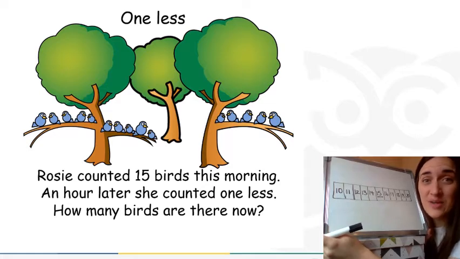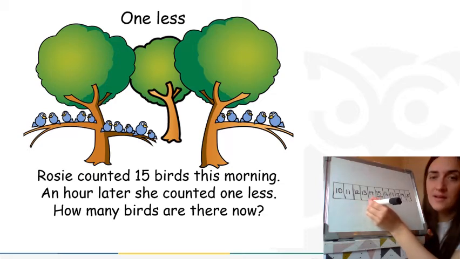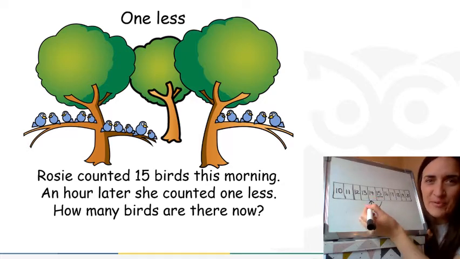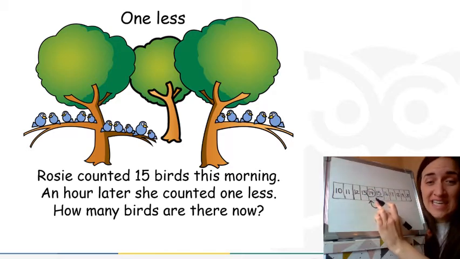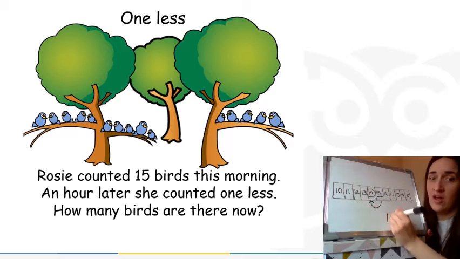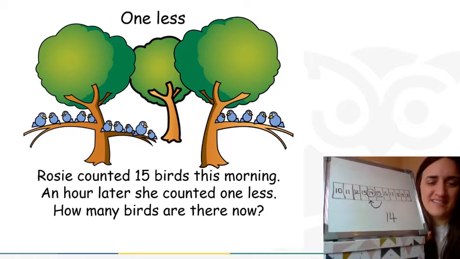Amazing! Count backwards 1 space. Use your arrow to help you. Can you do it with me? So how many birds are there now? Put a circle around the answer. There are 14 birds left on the tree. Amazing work. Well done, boys and girls.